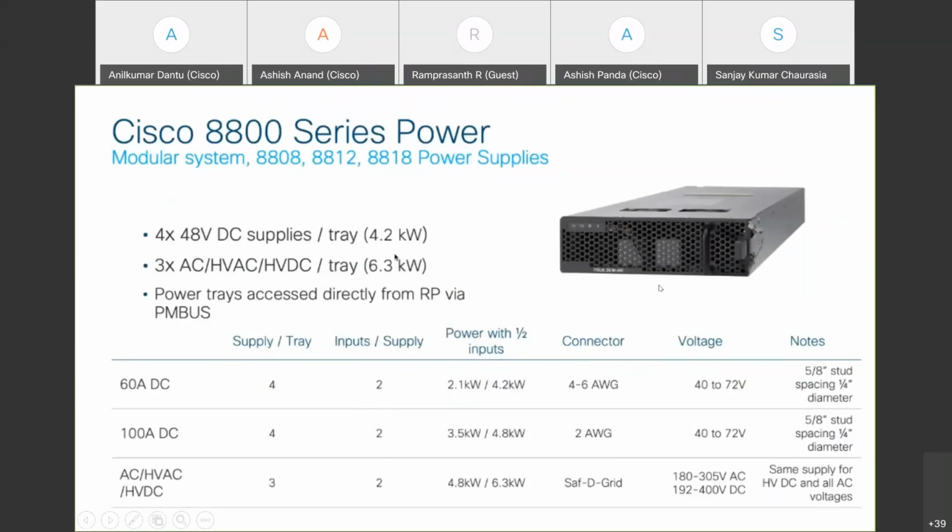So we have AC and DC. In case you are having AC or hybrid AC-DC, then 3 power modules would be there per tray. In case you are having DC, then you'll have 4.